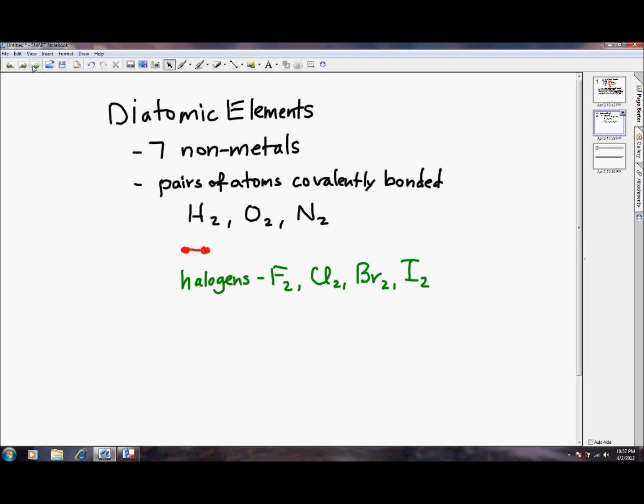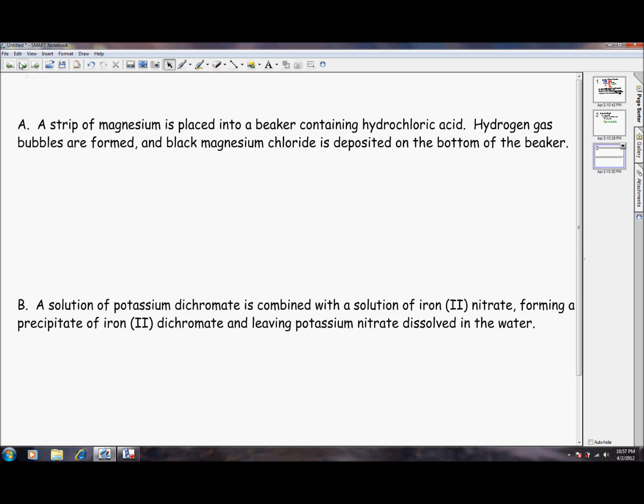Alright, so let's go through a couple of examples of how to go from a description of a chemical reaction to a chemical equation. So here's our first example that says a strip of magnesium is placed into a beaker containing hydrochloric acid. Hydrogen gas bubbles are formed and black magnesium chloride is deposited on the bottom of the beaker.